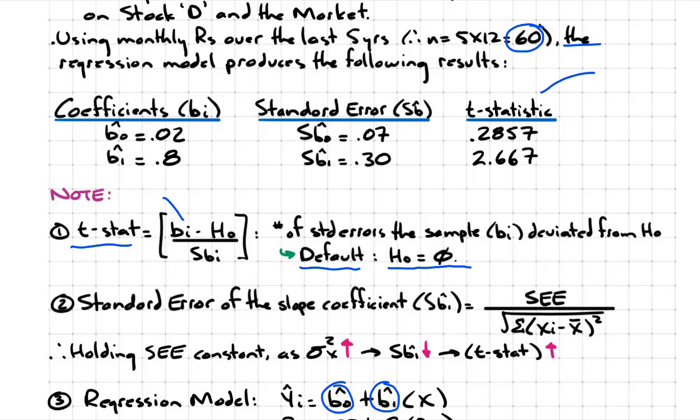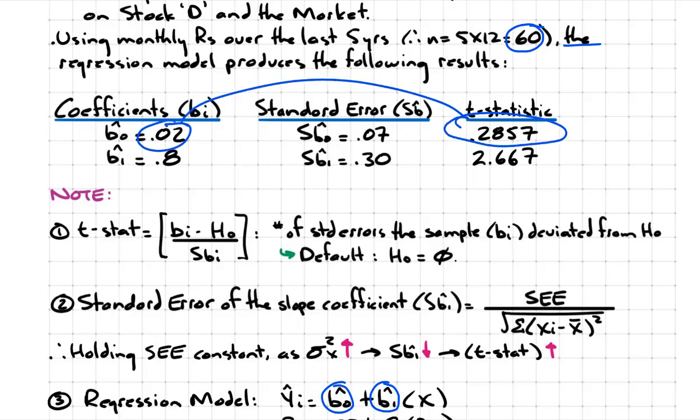So what's going on here? Basically, we want to see if the values for beta, the B's, the coefficients, are significant. In other words, are these values far away enough from 0 that we could consider them to be significant? And that's what T-Stat says. So therefore, this value here is only 0.2857 standard errors away from 0. That's not far at all.